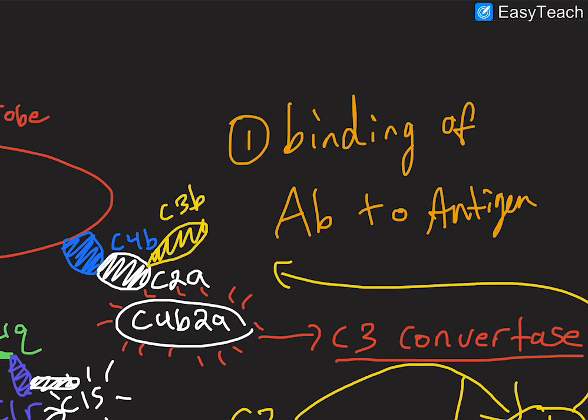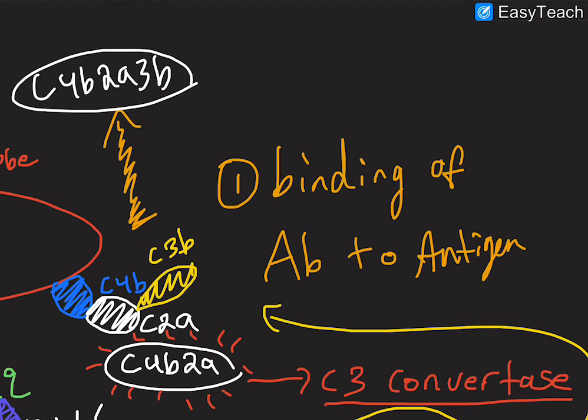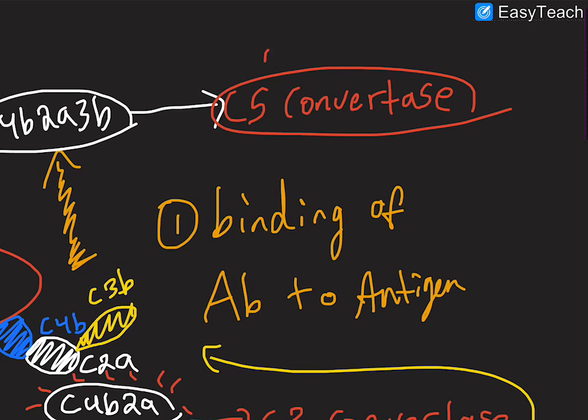If we write that down, we have the C4b2a3b complex. Now this is no longer C3 convertase. Now this is called C5 convertase. This is the next important enzyme that we have to talk about, so let's make this known.